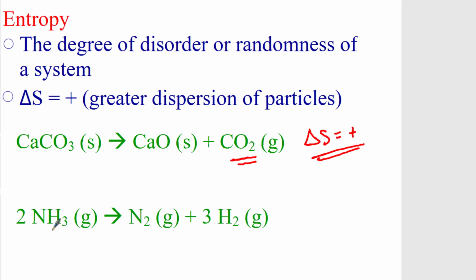And here, take a look at the second example. We have 2 NH3 gases making nitrogen gas and 3 hydrogen gases. We haven't changed the states of matter, but what have we changed? We've changed from 2 particles to 4 total moles of particles, which means we have a greater dispersion of particles as well. Your delta S would be positive.